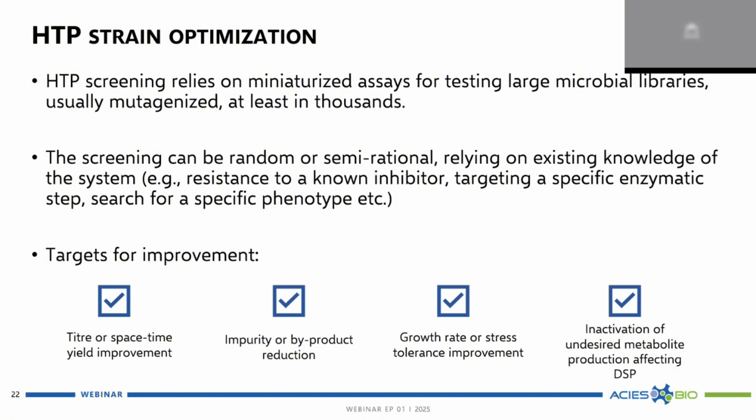So usually the targets are quite clear for everybody. I think usually this is higher titer, better space-time yield, which is usually the most industrially relevant. But also we have quite a lot of experience with improvement of byproduct reduction. So this is more related to the actual product, or undesired metabolites, which affect the overall process in any way, most often DSP. And also when the product itself is biomass, or the product is within biomass, then growth rate and overall amount of biomass is also a target for improvement.